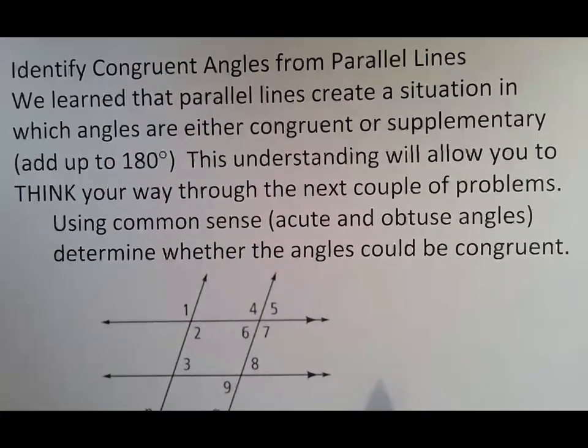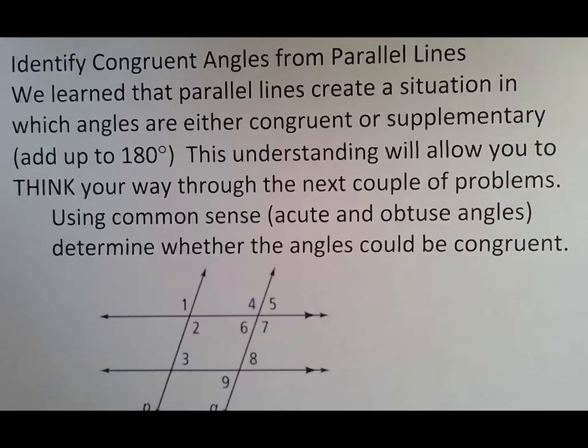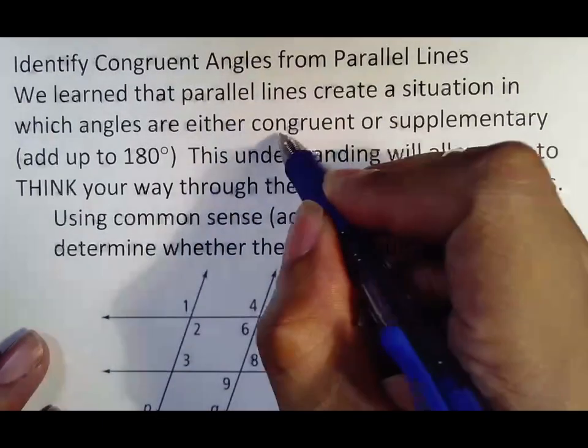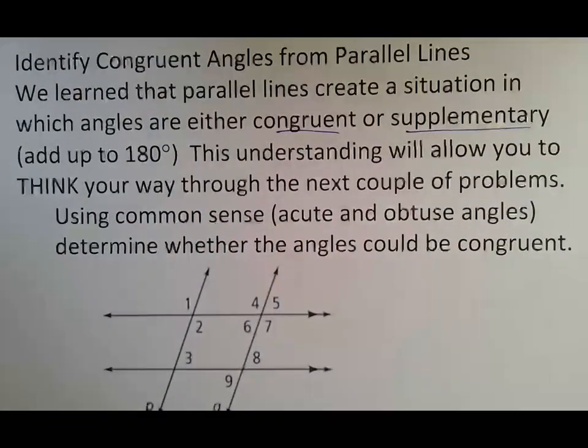What about the parallel lines thing? Well, what we learned is that parallel lines create situations where angles are either congruent or supplementary. Congruent meaning the same, supplementary meaning they add up to 180. This is actually going to allow you to just think through the next couple of problems.